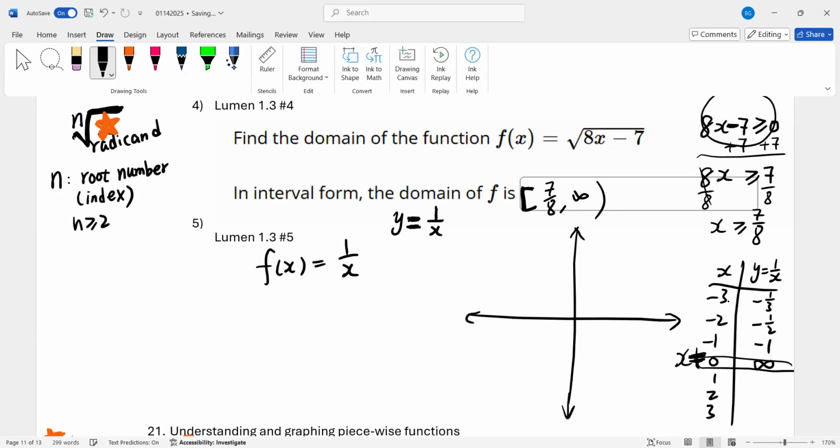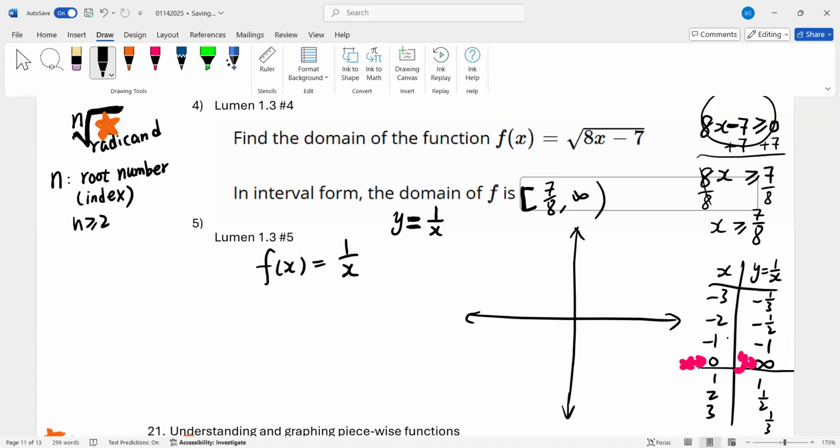Because if x equals 0 or approaches 0, y approaches infinity. I can write this way: when x approaches 0, y approaches infinity. When x equals +1, y equals 1. When x equals +2, y is 1/2. When x equals +3, 1/3. So when x is positive, y is positive. When x is negative, y is negative, right?